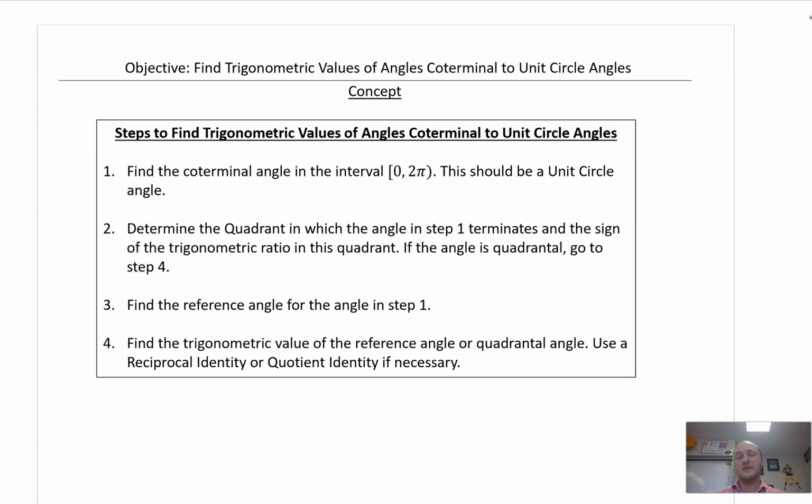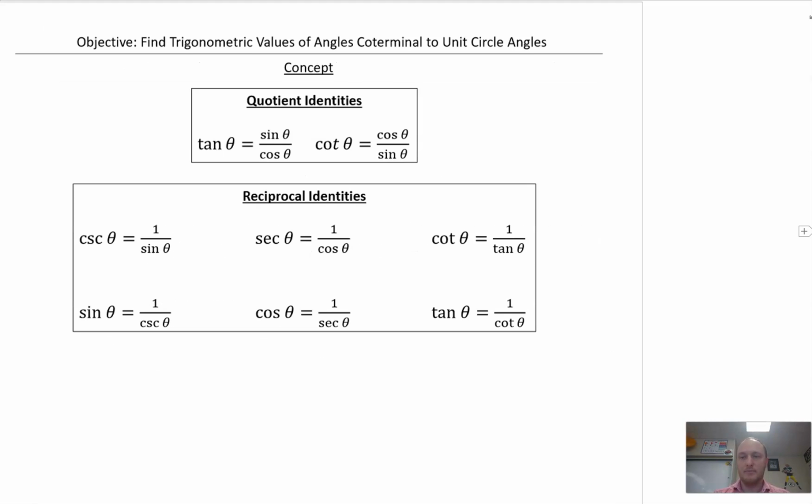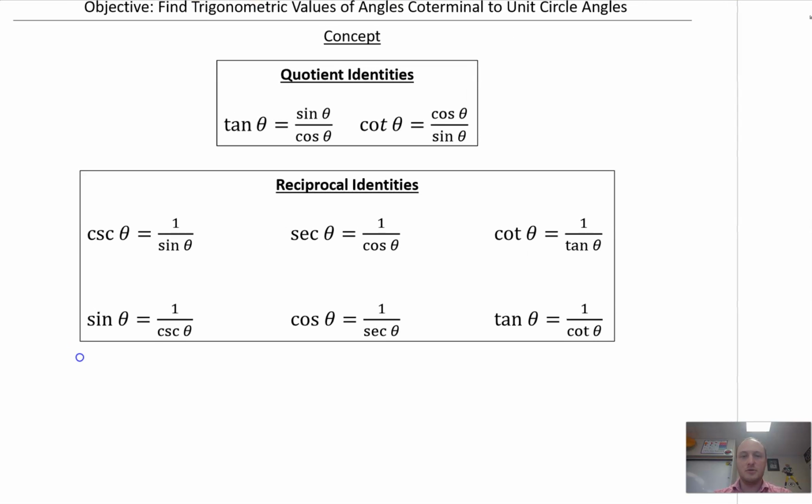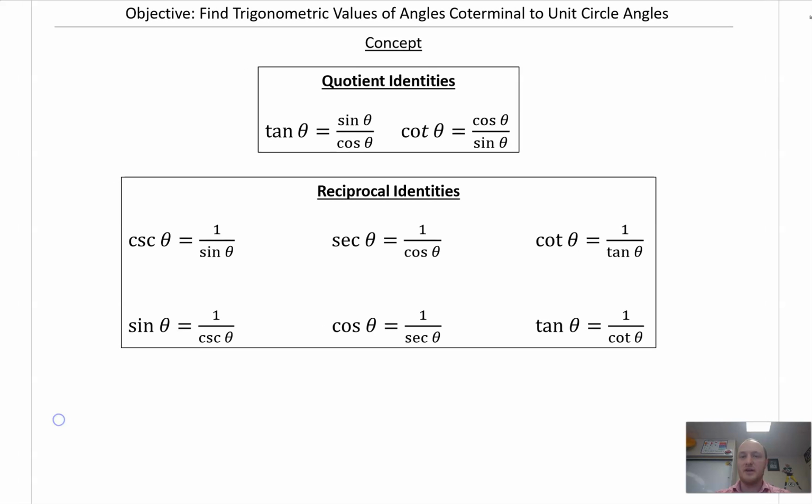We're also going to be utilizing our reciprocal identities and quotient identities. If you need a refresher, they are here. So just remember that tan of theta is sine over cosine, cotangent of theta is cosine over sine. Cosecant of theta is 1 over sine, right? It's the reciprocal, and the reciprocal of cosine theta is secant theta. So that's 1 over cosine. Okay? All right, we're going to go ahead and jump right in.